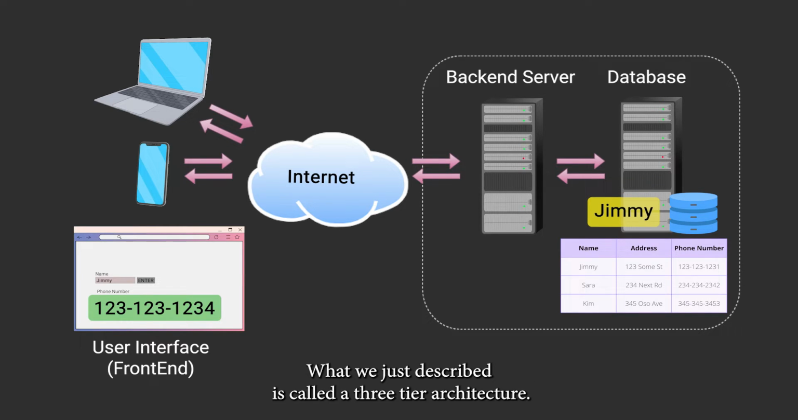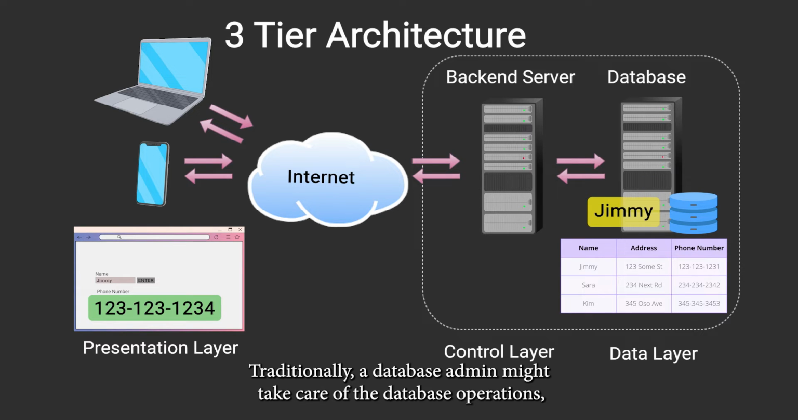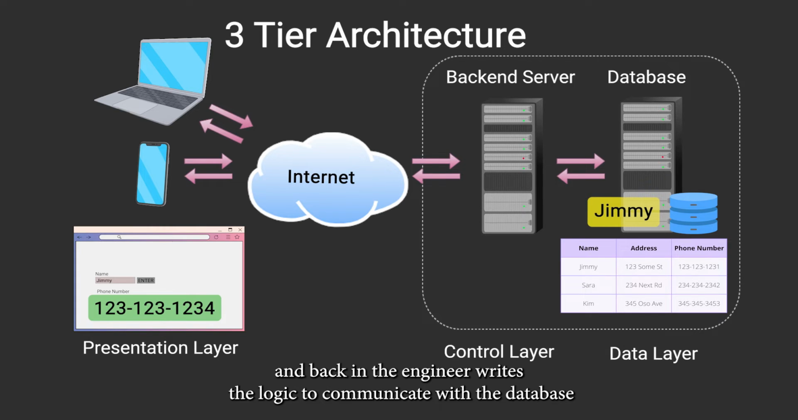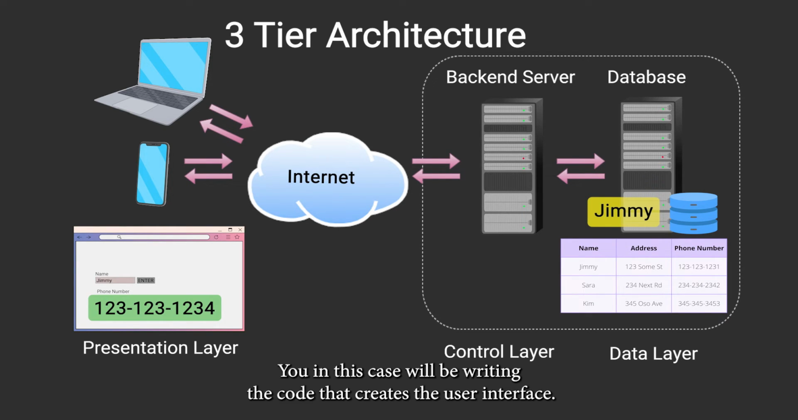What we just described is called the three-tier architecture. So you have a presentation layer, you have a control layer, and a data layer. Traditionally, a database admin might take care of the database operations. A backend engineer writes the logic to communicate with the database and sends data back to the front end. And a front end engineer, you in this case, will be writing the code that creates the user interface.